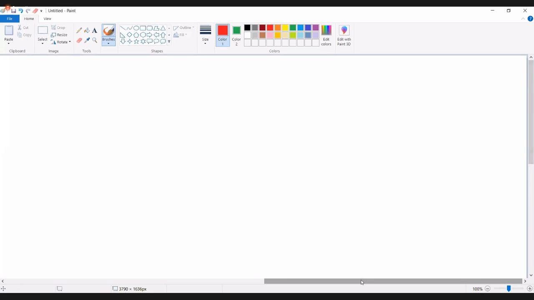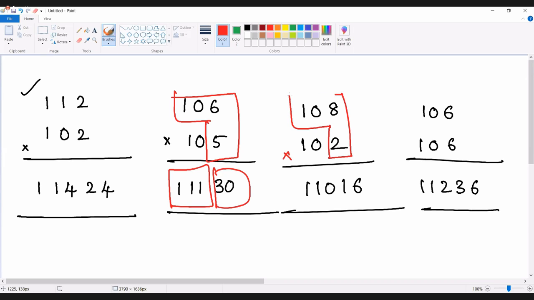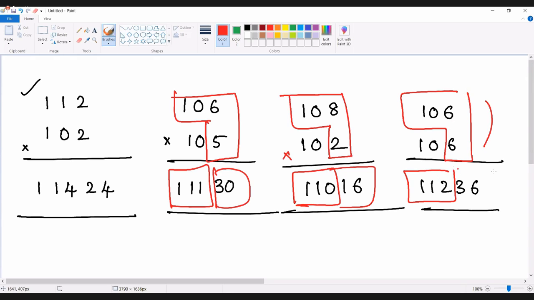So this logic will work for all the numbers which are near 100. You can apply the same logic in order to answer the question. That's the logic which I'm using to answer these questions quickly. I hope you understand the logic now. So 106 into 105: 106 plus 5 is 111, and 6 into 5 is 30. Answer is 11130. 108 multiplied with 102: 108 plus 2 is 110, 8 into 2 is 16. Answer is 11016. 106 into 106: 106 plus 6 is 112, and 6 into 6 is 36.